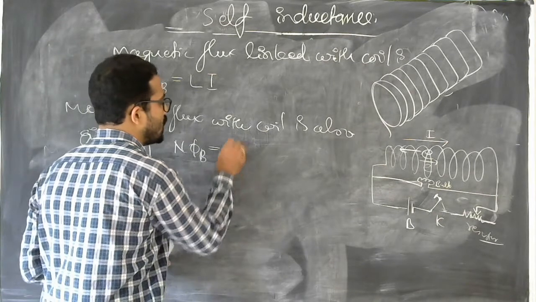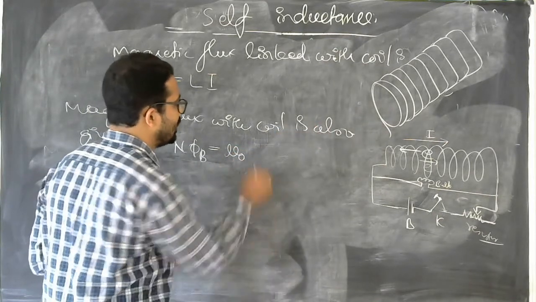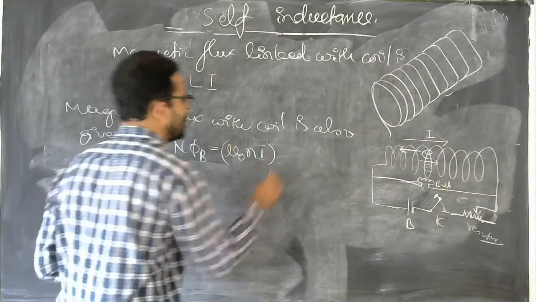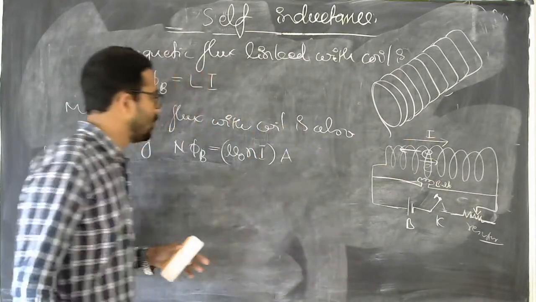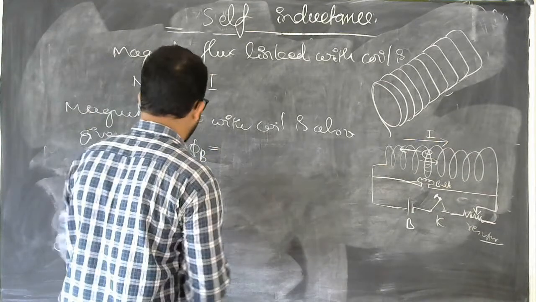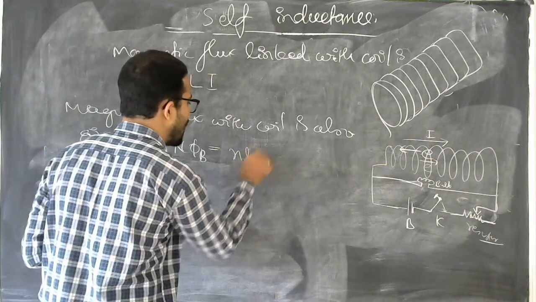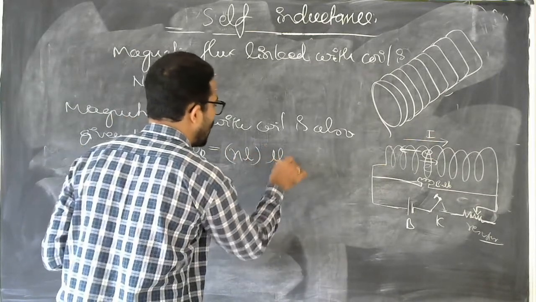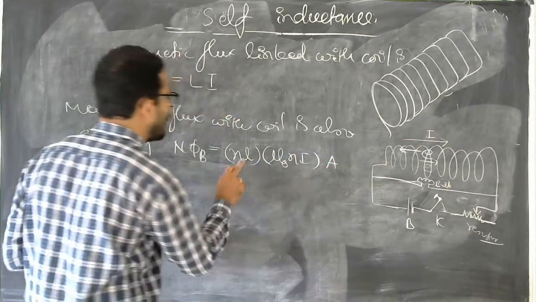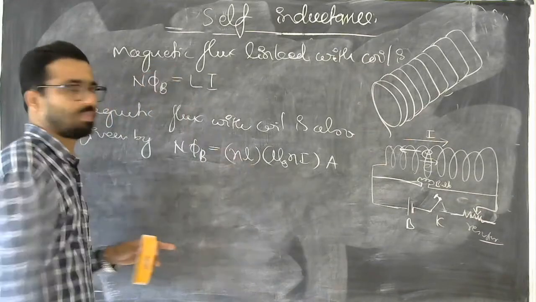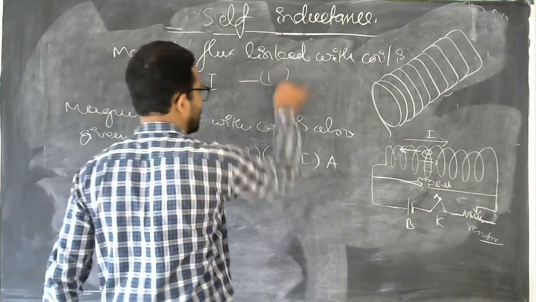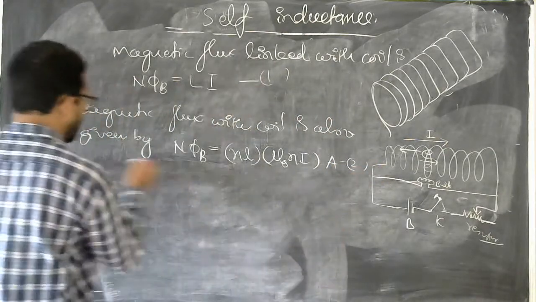What is the formula for B? Due to a solenoid, that is mu naught into N into I, the current flowing through it, times the area. Here you have written it for N number of turns, that is why we should write N into L I equals mu naught N into I times B into A, that is N into B into A. So this is another equation. Let us write this as equation number 1, and this is equation number 2.